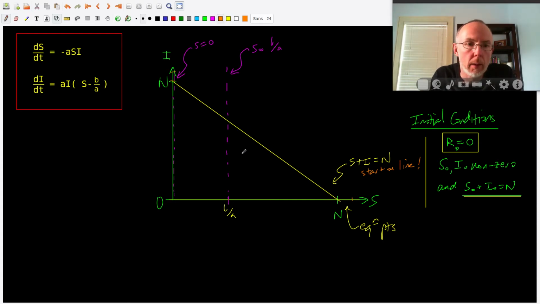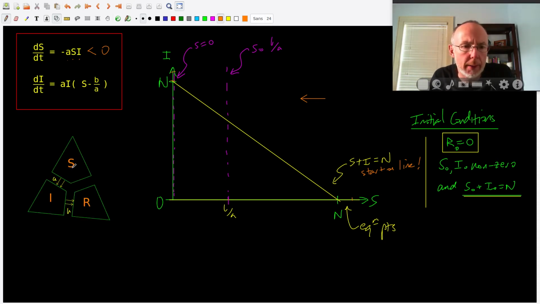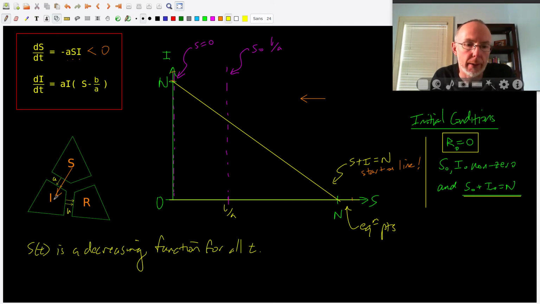Let's see what happens. Doing graphical analysis, I'm just going to go through these different regions. I know S is always positive, and I is always positive, and a is always positive, so S prime is always negative. S is always decreasing. We're always moving to the left. Right? For every value of S and I that I care about, they're positive. A is positive, so S is decreasing. The number of susceptible people decreases with time, which is the only possibility, right? Because the susceptible people become sick. And so the only possibility is that the number of susceptible people decreases in time. We can read that straight off the differential equation. S of t is a decreasing function for all time.